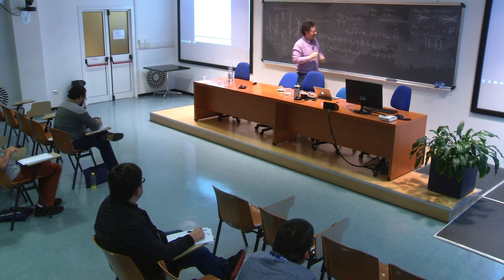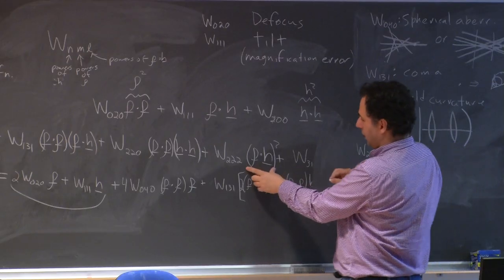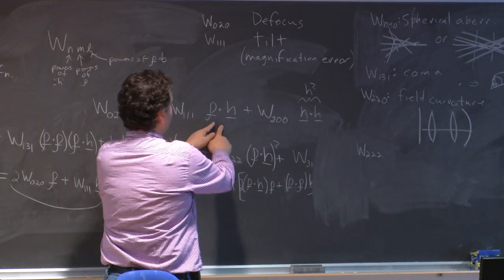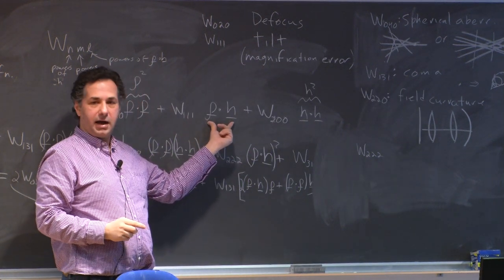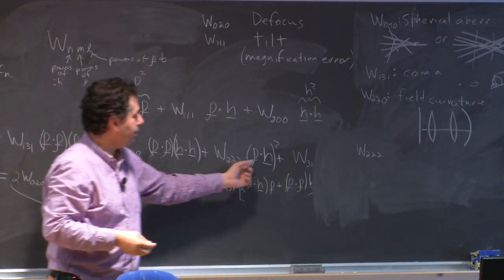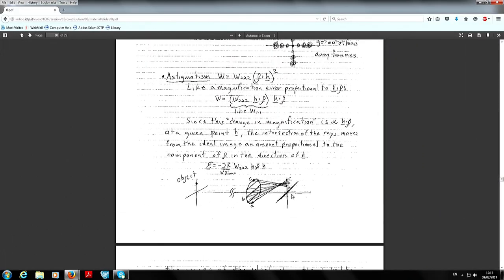We're almost there. So 2, 2, 2 first. This looks like, well, it's rho dot h squared, so it looks like an error in magnification, but that is linear in h. And what this does is very interesting. It introduces what is called astigmatism.